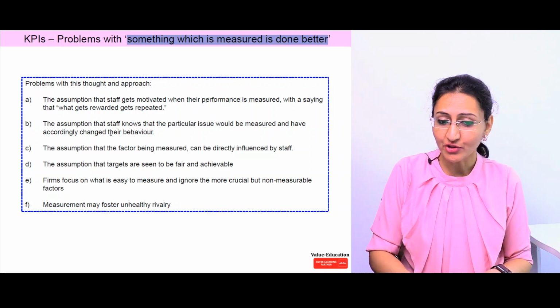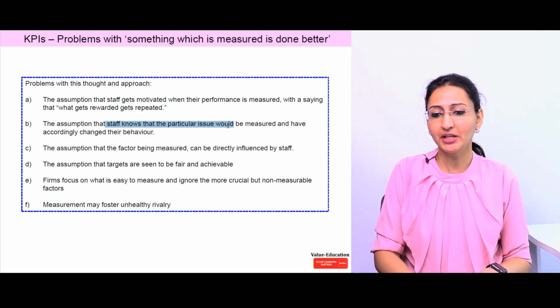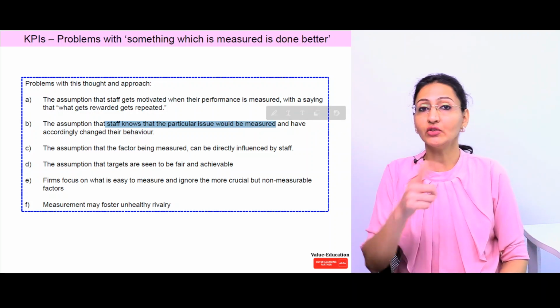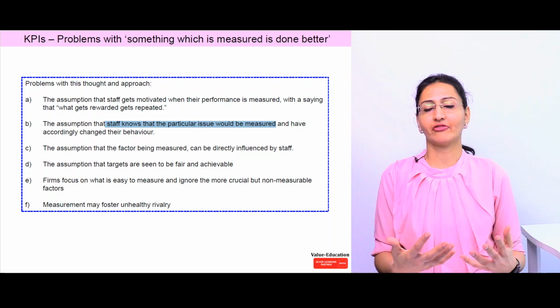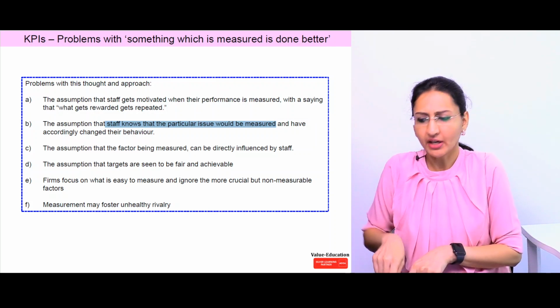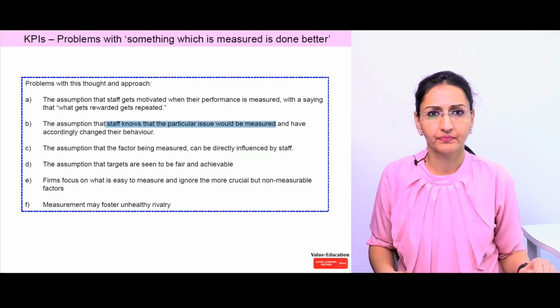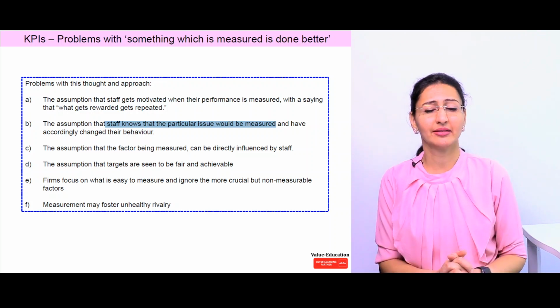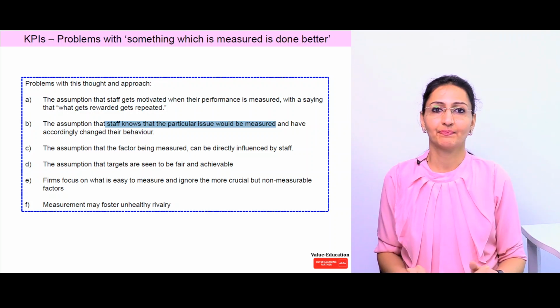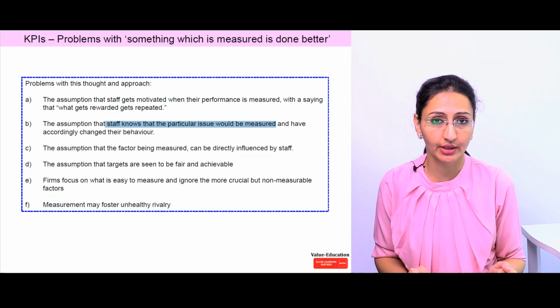Then their assumption that staff knows that the particular issue will be measured and has accordingly changed their behavior. Now they assume that the staff or the labor clearly knows that this is going to be measured and accordingly they change their attitude. Really? Do they really know that? That's also incorrect. They may not know this accurately.